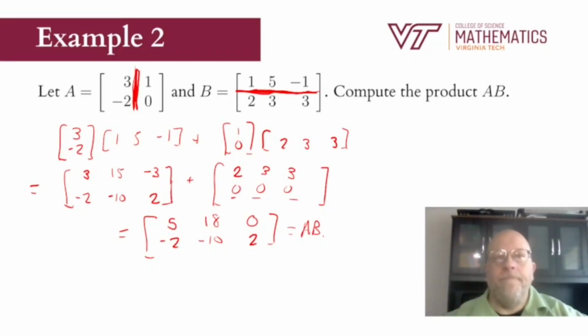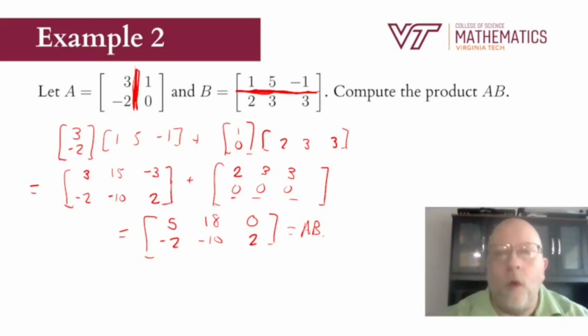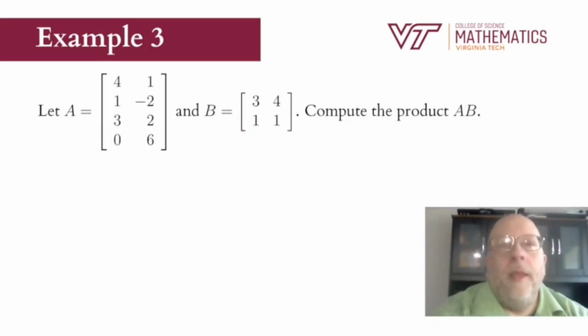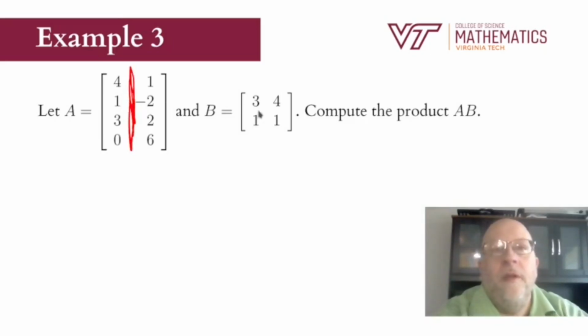All right. Let's do one more, and then we'll move on to another topic. In this example, we have these two matrices here. We're going to split the first matrix into columns and the second matrix into rows. So that's going to give us (4, 1, 3, 0) pairs off with the row (3, 4).